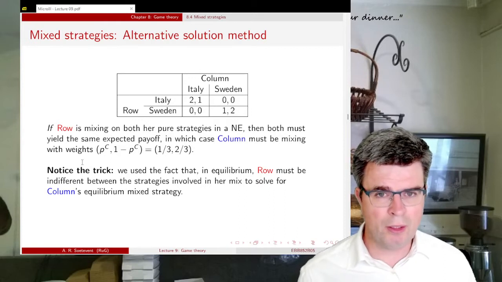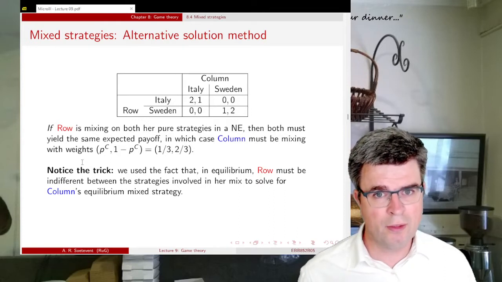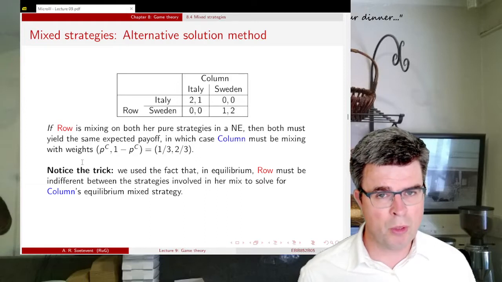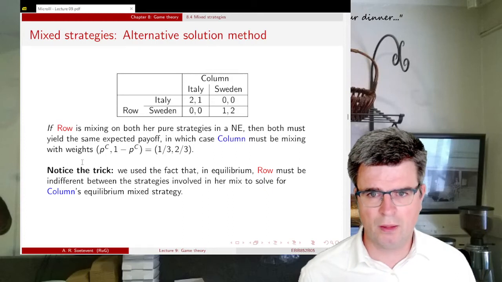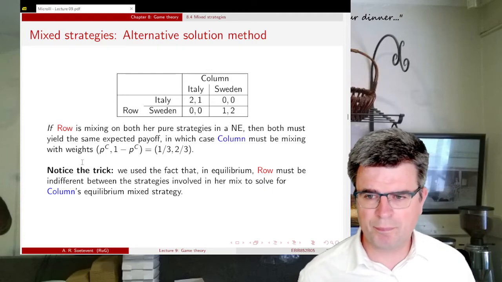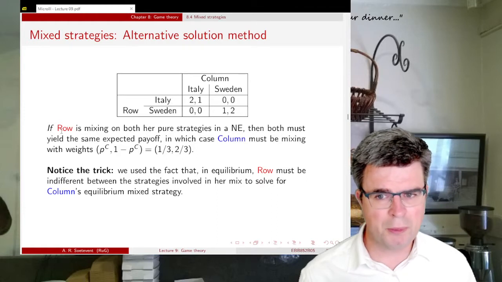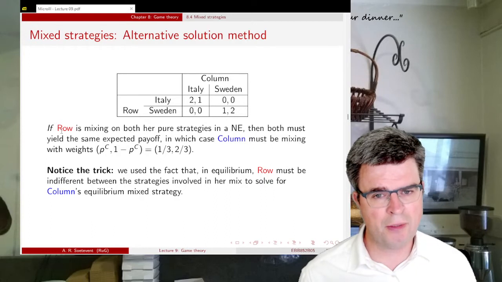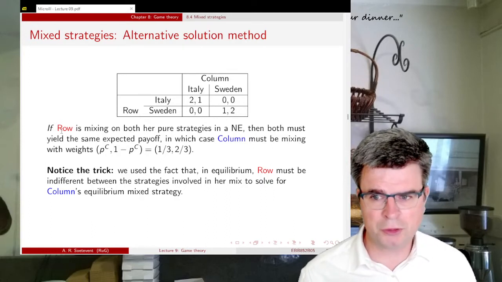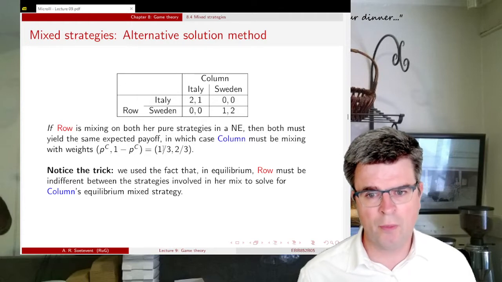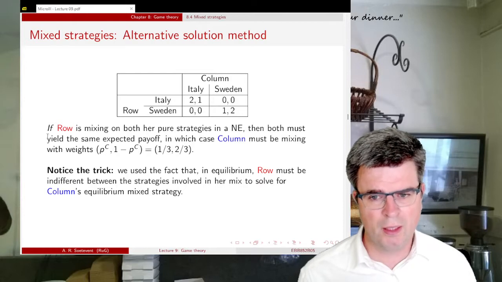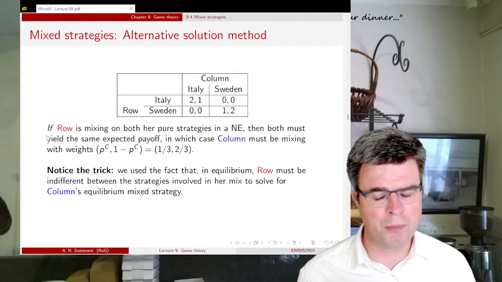And in the same way, we can also find the equilibrium value with which the row player mixes in the mixed strategy equilibrium. So we use the fact that if row is mixing on both of her pure strategies in the Nash equilibrium, then both must yield the same expected payoff, in which case column must be mixing with weights 1/3, 2/3. And we use the fact that in this equilibrium, row must be indifferent between the two strategies that are involved in her mix.